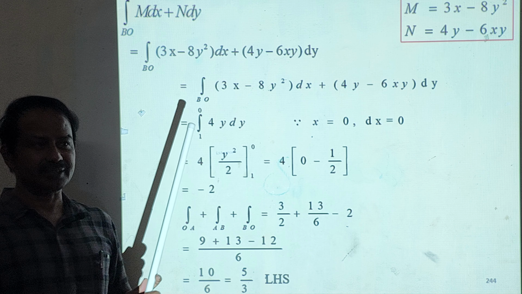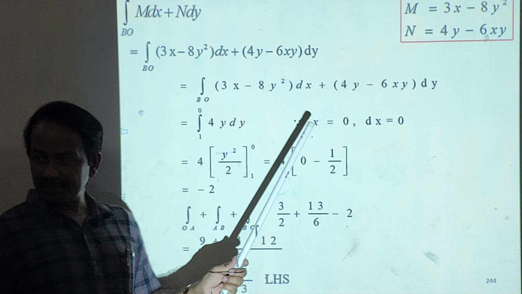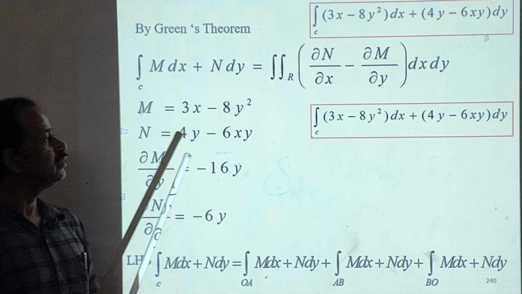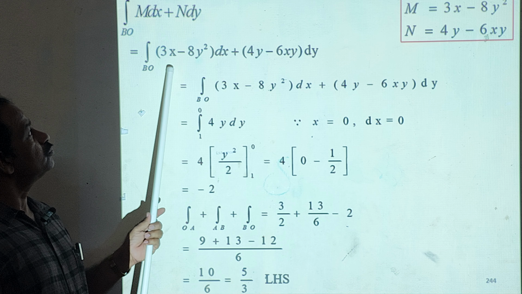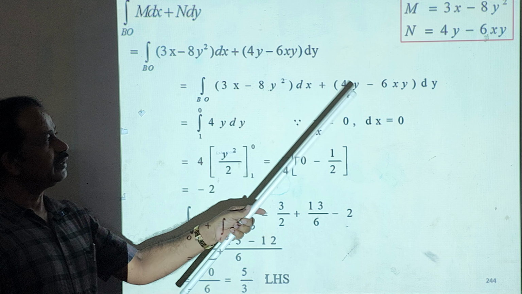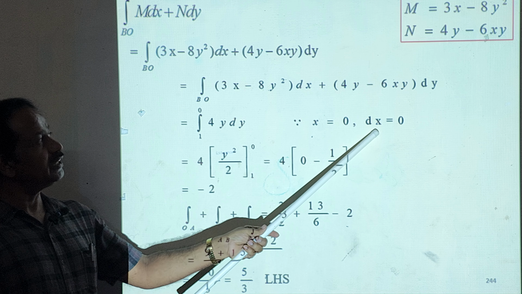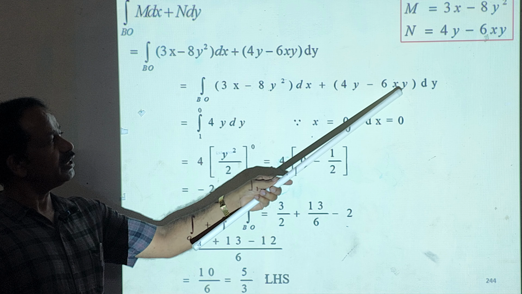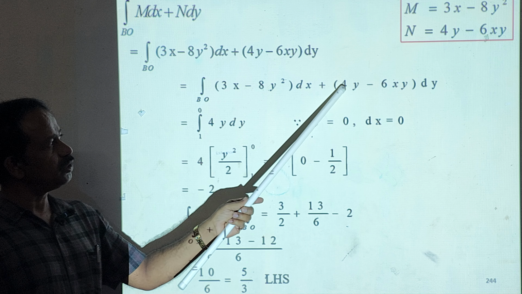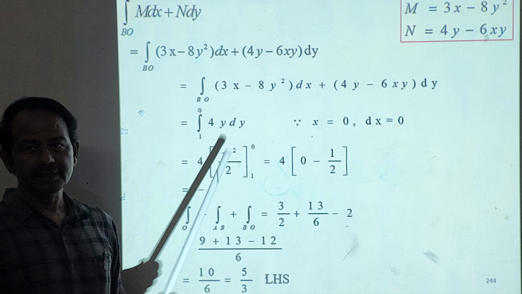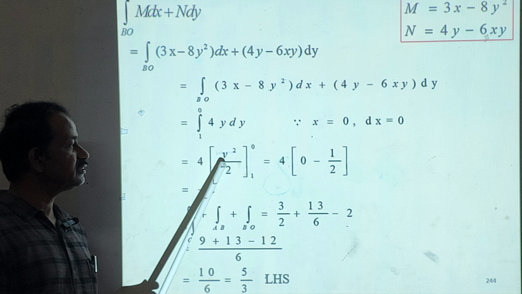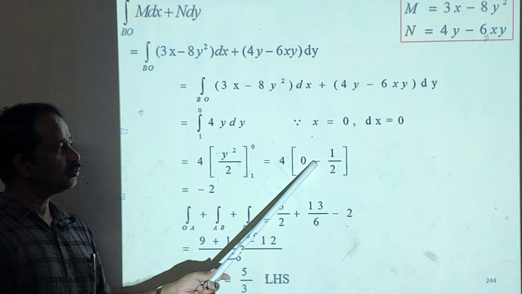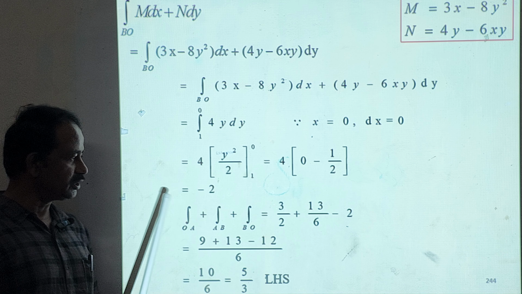Now we have to calculate one more integral, B2O. B2O will give you x equal to 0. Can you remember? B2O will give you x equal to 0. So now B2O. So we have m and n, x equal to 0 and dx equal to 0. X equal to 0 implies that this term will become 0. Here x equal to 0, that will give you, this term will go off. We have only 4y alone. So we have 4y dy. So upon integration, that will give you 4y squared by 2. Substituting the upper limit and lower limit will give you 4 multiplied by minus 1 by 2. So that will give you minus 2.